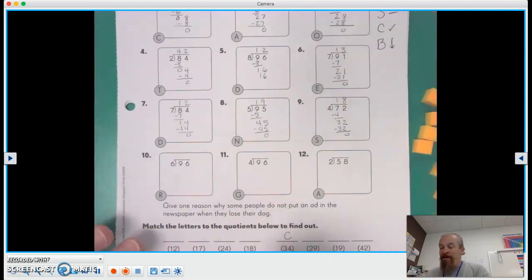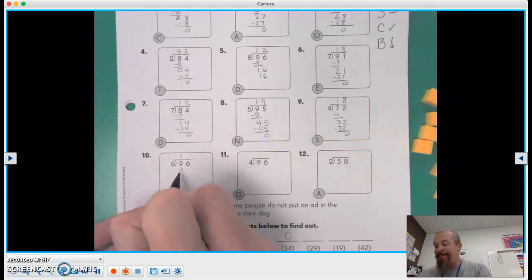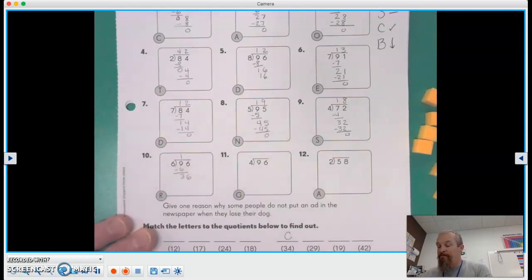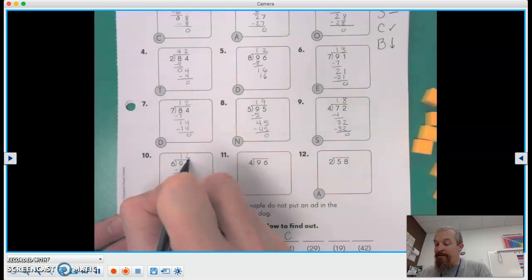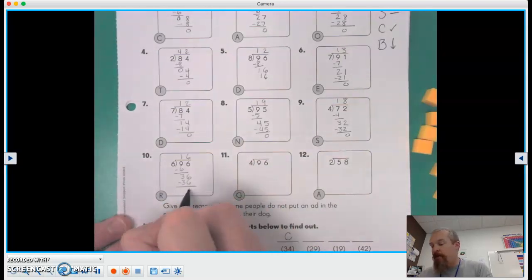All right, let's check out number 10. 6 goes into 9 one time. 1 times 6 is 6. 9 minus 6 is 3. Check it. Bring down. 6 goes into 36 6 times. 6 times 6 equals 36. Subtract it, we get 0.